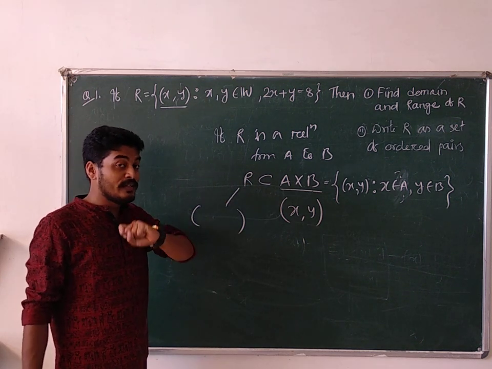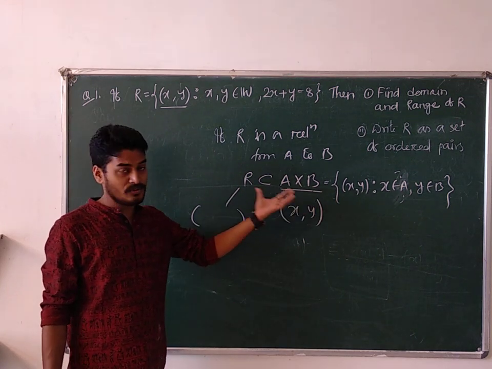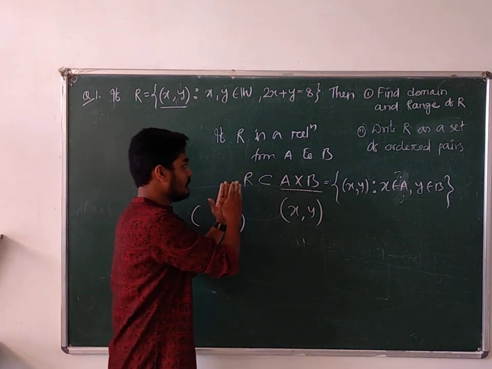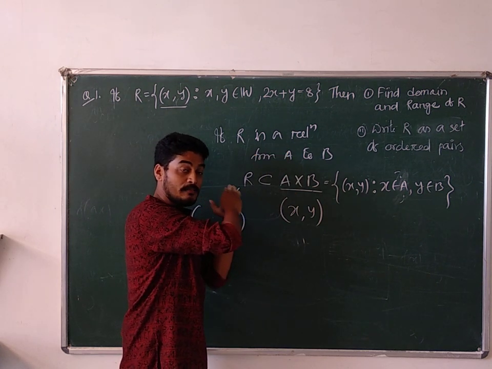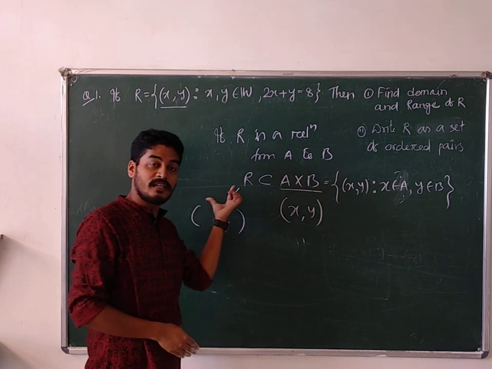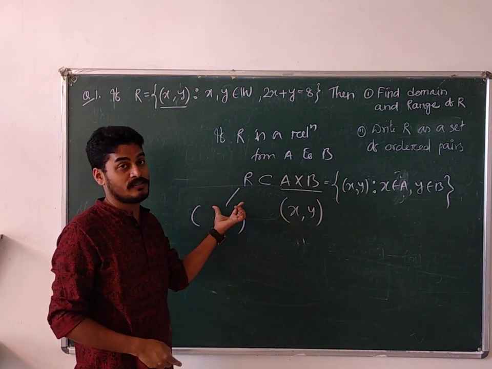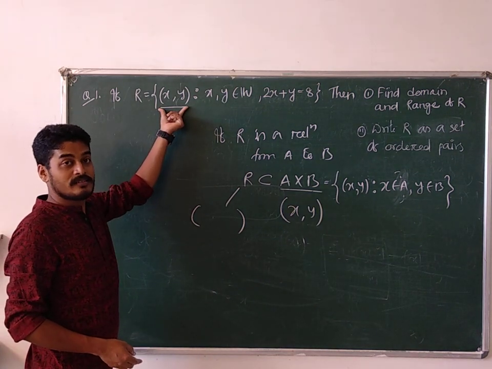So remember, relation means what? It is a set. Subset itself is a set. R is a subset of A cross B. First of all, a relation defined from A to B means it is a subset of their Cartesian product. The Cartesian product contains ordered pairs. That's why a relation always contains ordered pairs. So that's why it is a relation, because it contains ordered pairs.